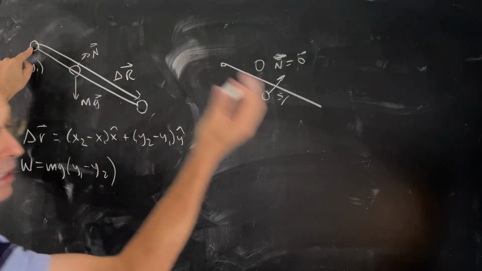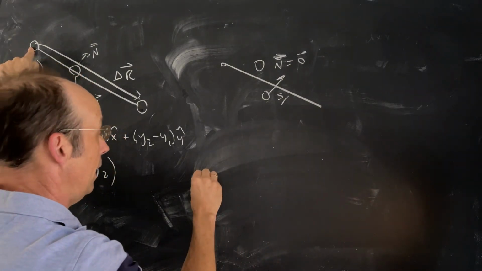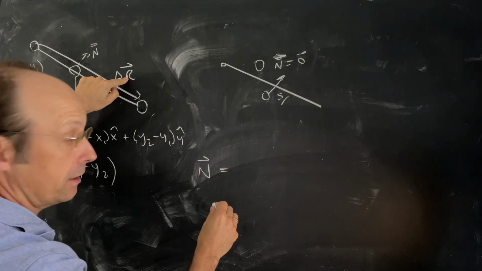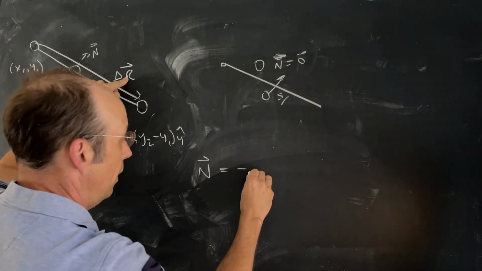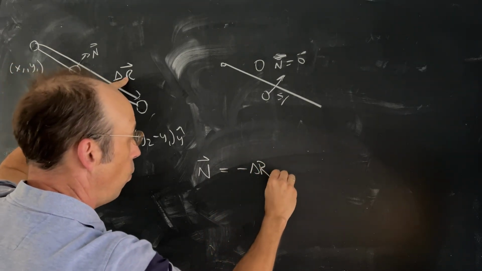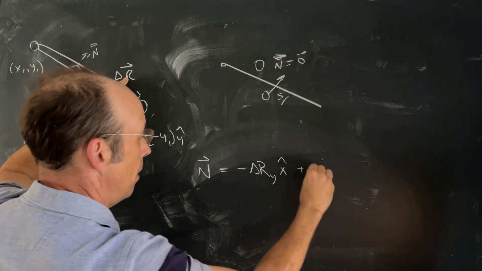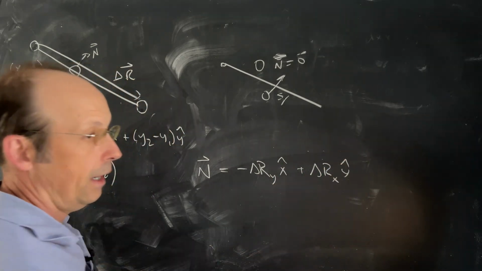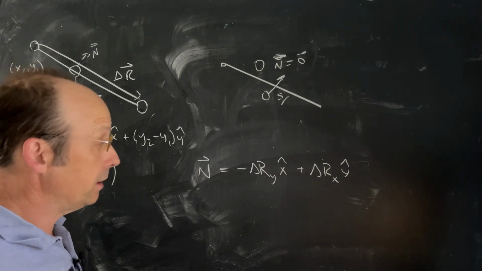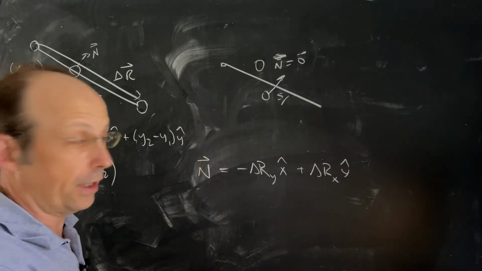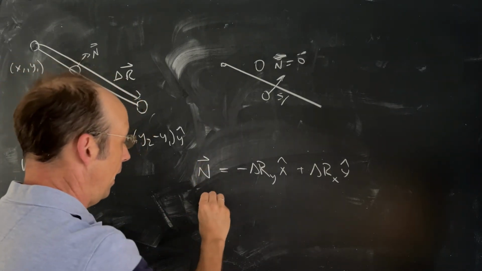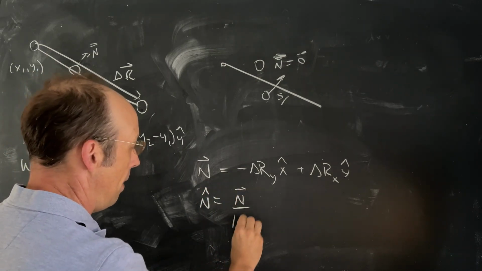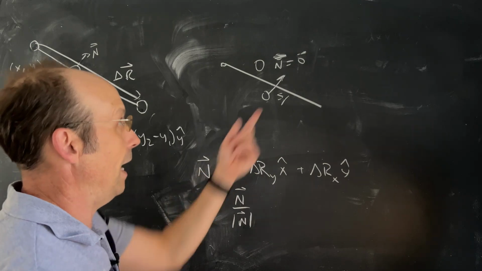And again, just like I did in the previous example, I can say n is going to be equal to the x component of this, the negative y component of this, negative delta r y x hat, plus delta r x y hat. Now, that won't be normalized, so actually, whatever that is, I don't really care. I'm going to then say in hat is the vector n divided by the magnitude of the vector n, and then I'll have that in hat vector.